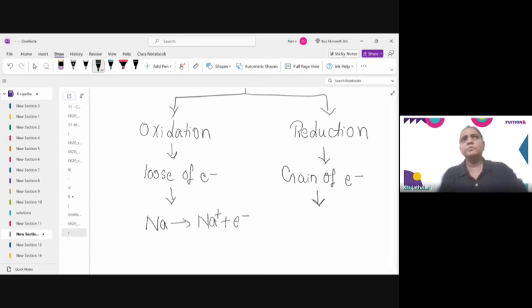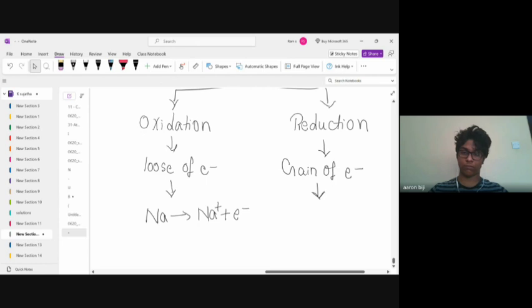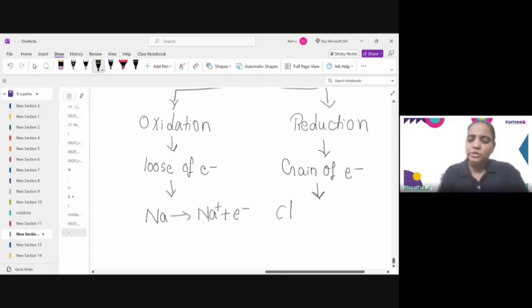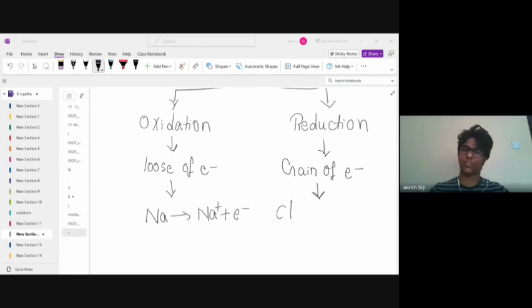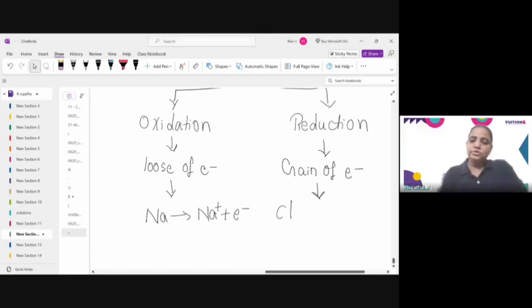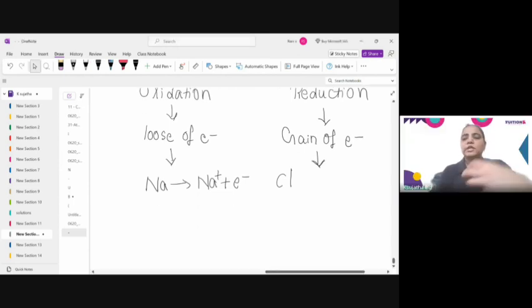Can you give me an example of an element which gains electrons? Chlorine, Cl. Any other examples other than chlorine? What about fluorine? Will it gain an electron? Okay, no issues. So chlorine gains an electron, and after gaining an electron it gets a negative charge.